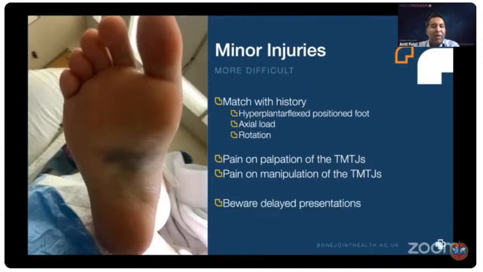And beware those delayed presentations coming in 6 weeks or more after their injury, because these are most difficult to diagnose and quite difficult to manage.